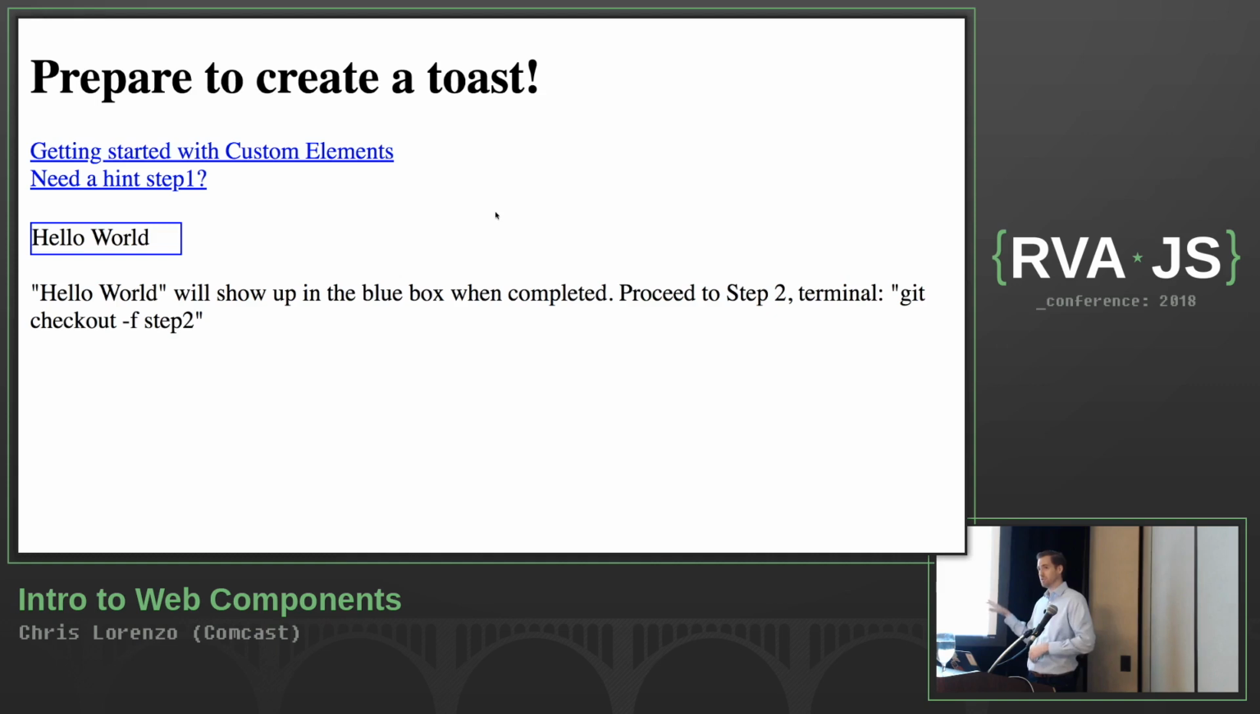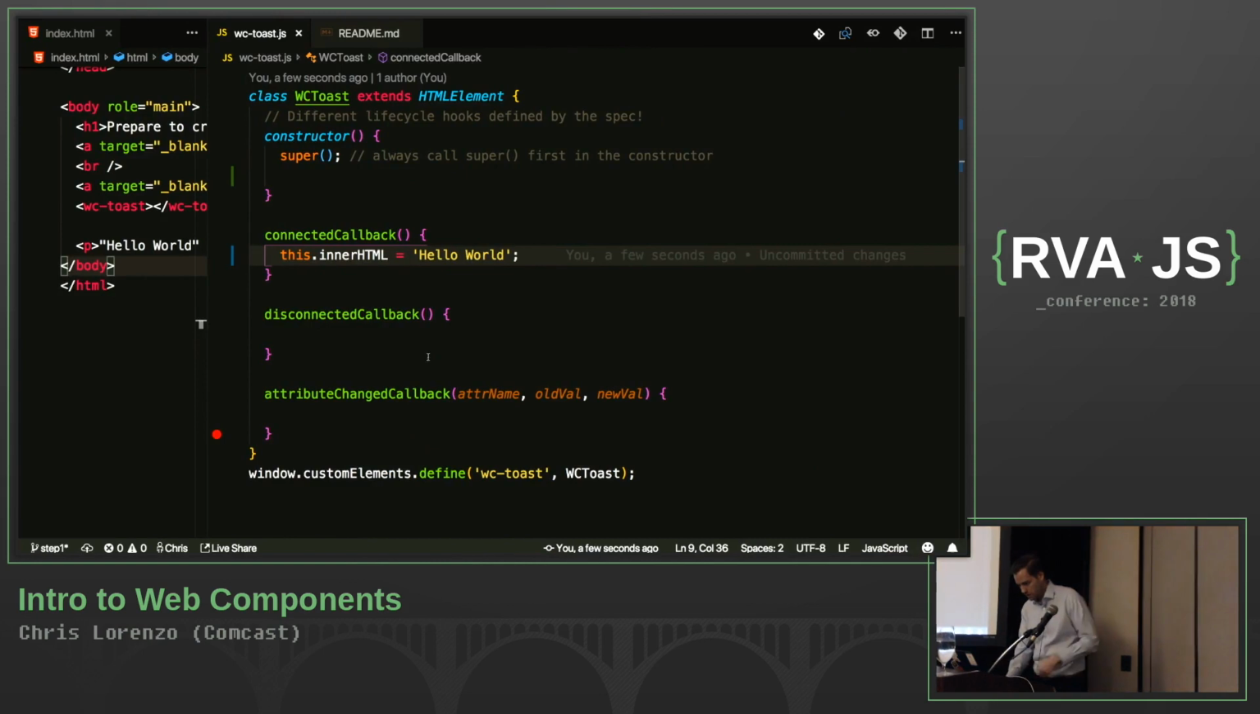We'll look at attributeChangedCallback later on in one of the later steps. But that's it. And I think the beauty of it is now I have a WC Toast element that I can give someone, and it will run my JavaScript code. So step 2.